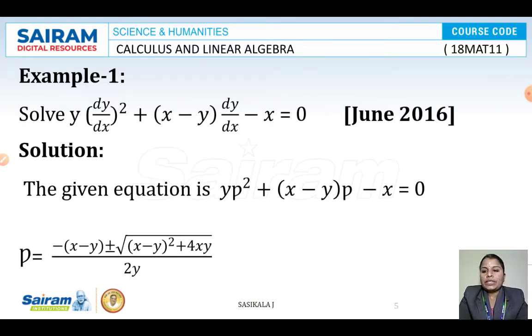The first question: solve y (dy by dx)^2 plus (x minus y) dy by dx minus x is equal to 0. Generally you will have two types of problems. One is solvable for p, and another is Clairaut's equations. For Clairaut's equations, we will learn the theorem. Solvable for p means you have an equation in terms of p, where p is nothing but dy by dx.